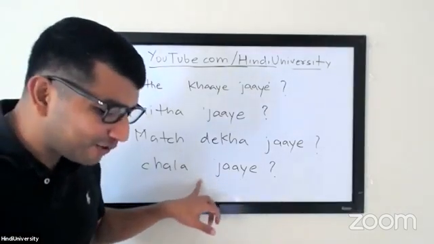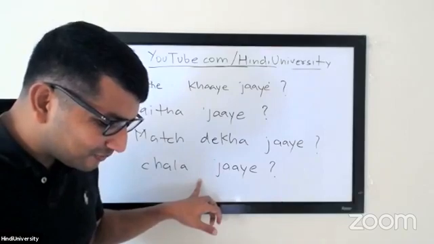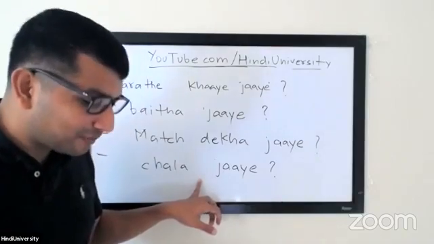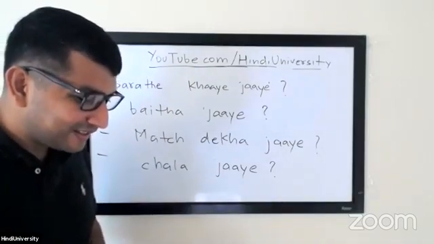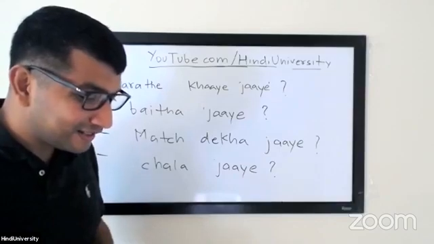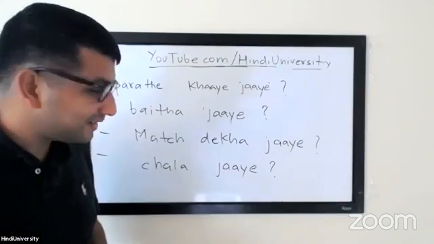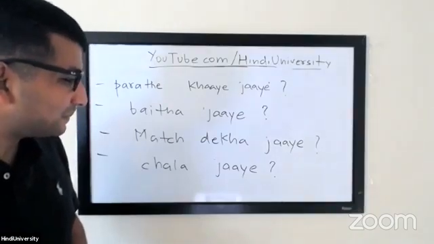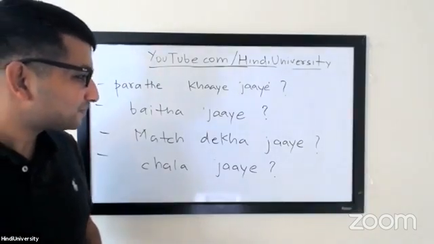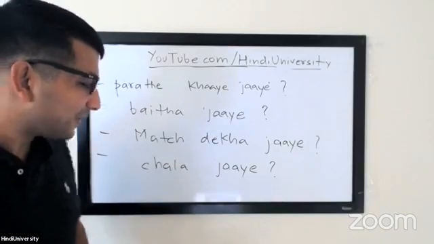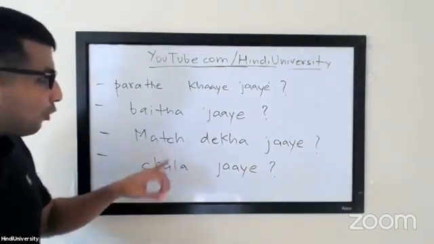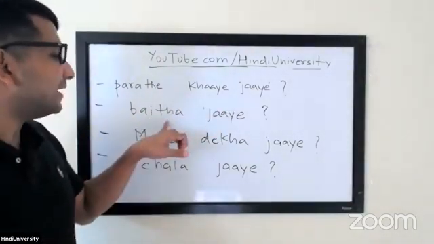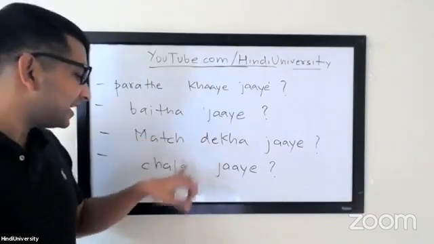How do you say it? "Polama" or "uttaravu kudungal". It's in a more formal way, like you're asking permission to leave, but you're not really asking permission. It's the polite way of saying I'm about to leave, you're leaving now. Awesome, great. Hopefully this gets better. Parathe khaye jaye, baitha jaye, match dekha jaye, chala jaye.